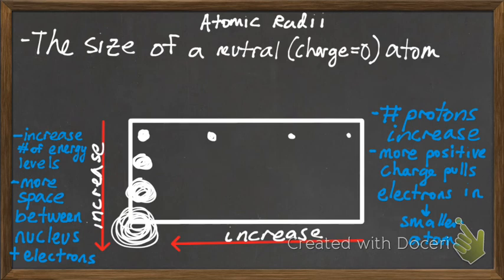So if we look at the periodic table, we find that the largest atom is called francium, the bottom right. It's the biggest atom on the periodic table. The smallest atom is a little bitty fluorine at the top right.